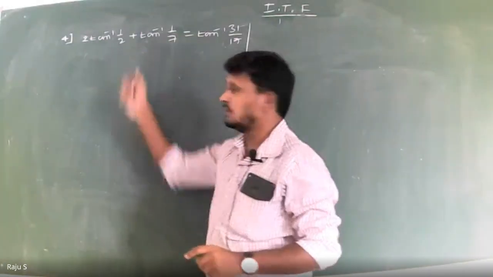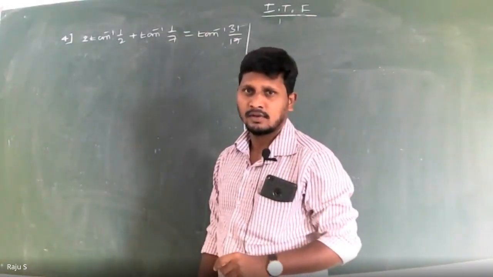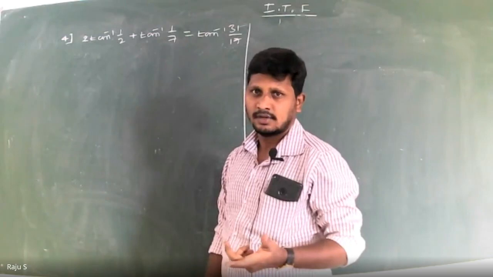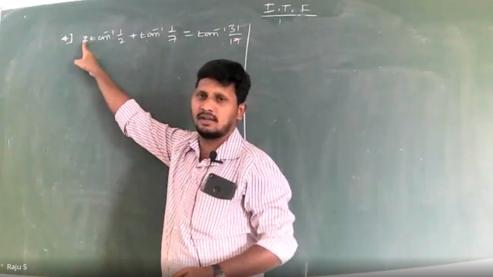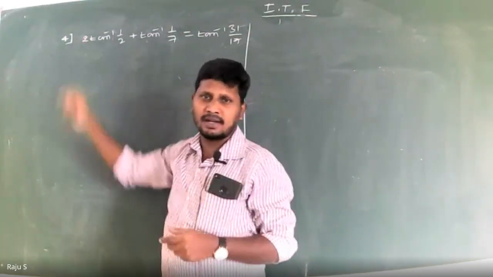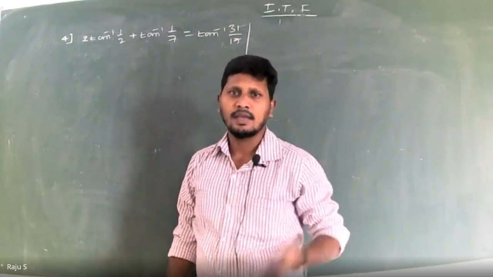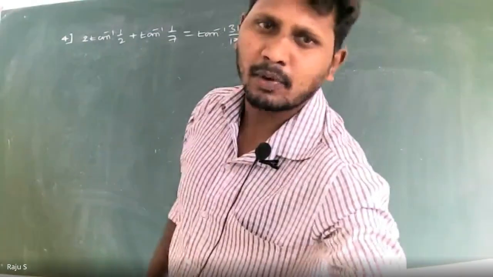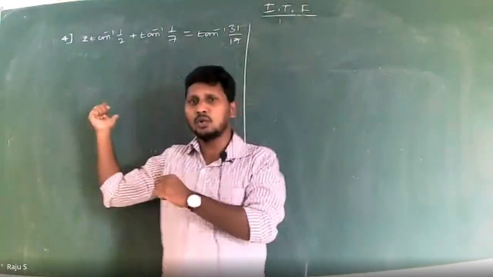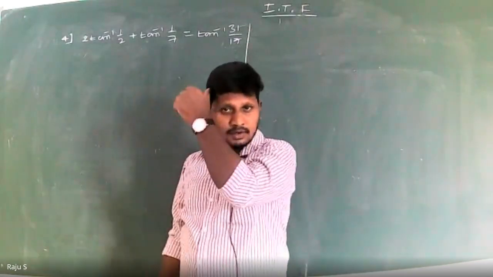Property. Can you apply it? We cannot, because here 2 will be there. If you don't have 2, you can apply that property directly. Am I right? We can apply the property directly, but here 2 will be there. Okay, now what to do?